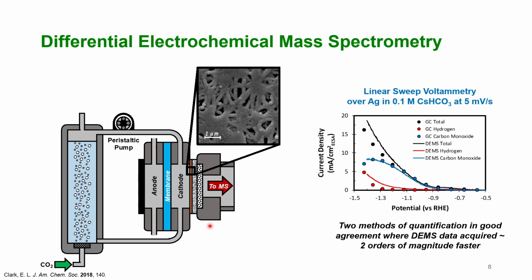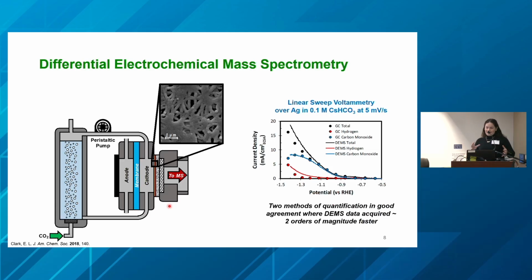So this design was implemented and studied by my advisor back in his grad studies, where they took this classic DEMS cell design and compared it to conventional analytical methods like sampling in a headspace and sending that effluent to a GC. And you can see, as you've seen earlier, that the data corresponds excellently with one another. However, the DEMS approach was acquired roughly 2 orders of magnitude faster.